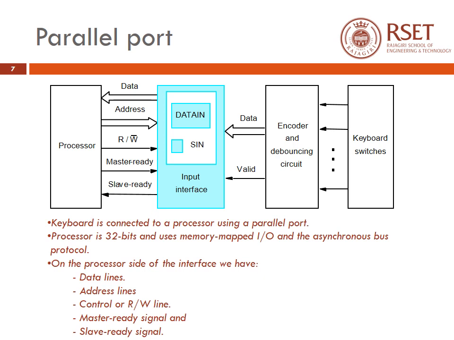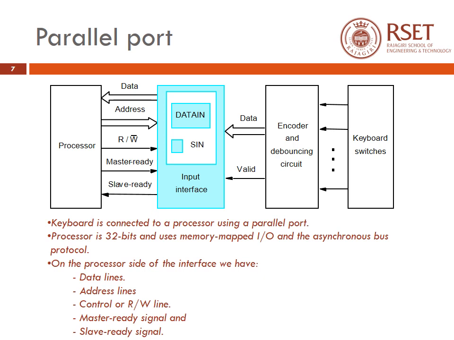Some of the assumptions given here are that the keyboard is connected to a processor using a parallel port, and that the processor is a 32-bit processor, that is, it uses 32-bit bus connections to connect to an input output device. The other assumptions are that the processor uses a memory mapped input output configuration and an asynchronous bus protocol. Asynchronous bus protocol means different handshake signals like master ready and slave ready signals will be used for communication between the device and the processor.